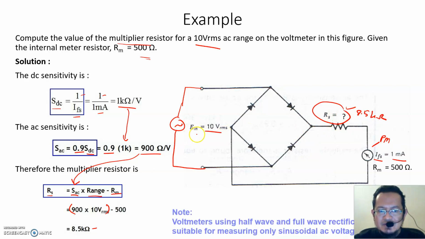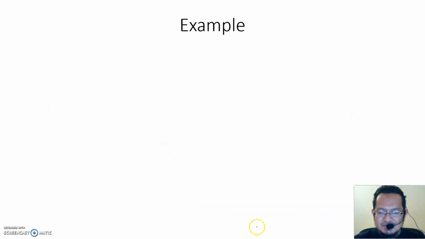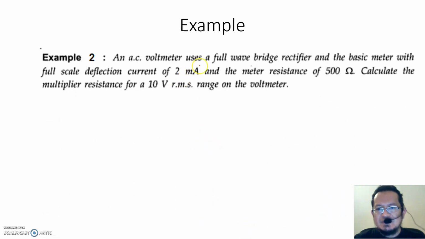Note that voltmeters using half wave and full wave rectifier equations are suitable for measuring only sinusoidal AC voltages. Okay, let's take a look at another example.